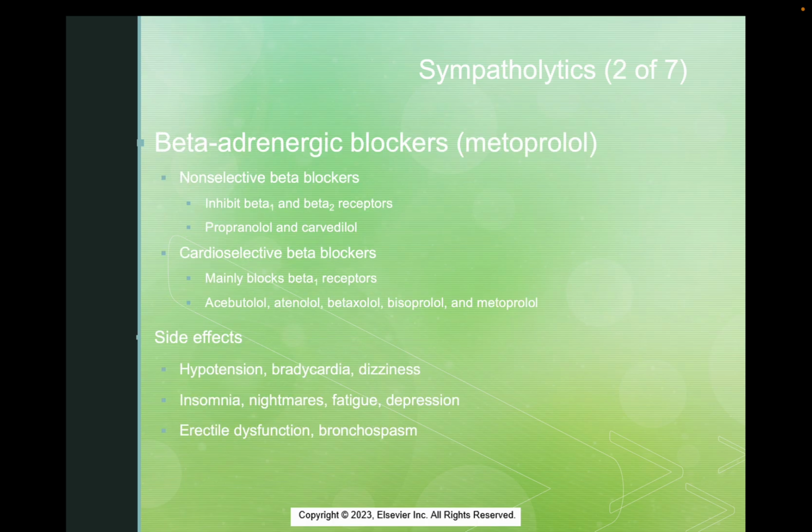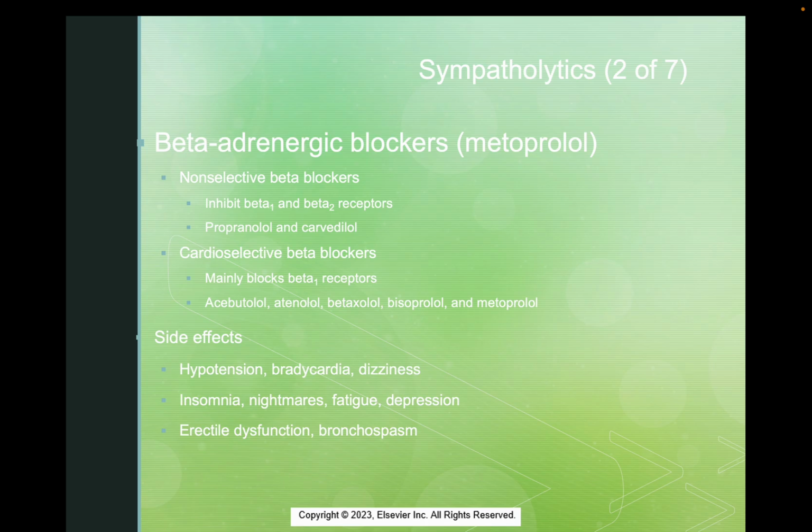So beta adrenergic blockers, these are known as your generalized beta blockers. Remember, these end in -lol. So beta blockers include metoprolol. These are non-selective beta blockers, so they inhibit your beta 1 and beta 2 receptors. So propranolol, carvedilol, metoprolol, all of those have that -olol ending.